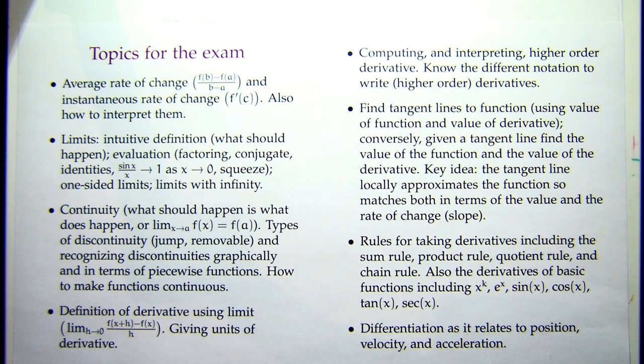Know how to work with one-sided limits. Those often come into play if you're working with things, for example, piecewise. Limits that involve infinity. That comes into play if you have horizontal asymptotes. Know what continuity is. Continuity is functions which have no surprises. What should happen is equal to what does happen. So you need to have the limit as x goes to a of f of x equals f of a.